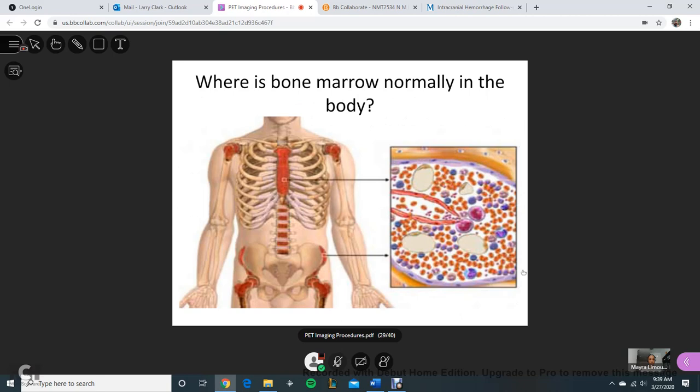Where is bone marrow normally in the body? Long bones. In the bone. Exactly. So you have your sternum, the head of the femur, or excuse me, the head of the humerus, the femur. I don't know too much about the pelvic bone. The vertebrae, yes. I don't know about that pelvic area, but yes, the femur here. Okay.